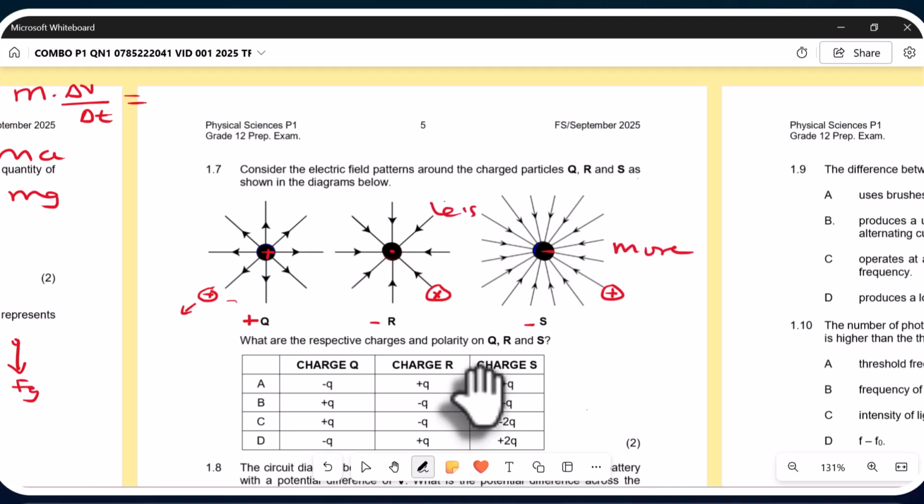They said that the circuit diagram below has two identical resistors R and R2 and a battery with a potential difference of V. What's the potential difference across the resistor with the resistance R2? Now they're saying the resistors are identical, meaning they have the same resistance. If this is 2 ohms, it's going to be 2 ohms here.